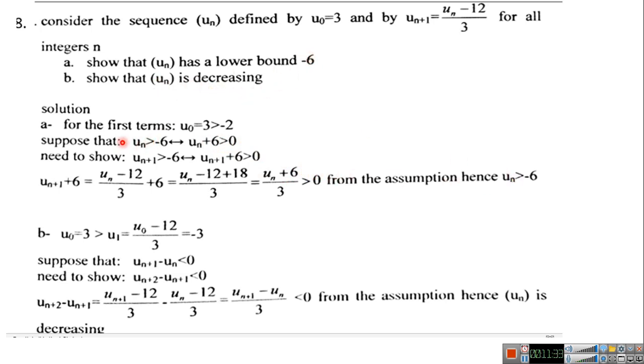Decreasing. You can see that u0 was 3. u1 is minus 3. As you can see, it means it's decreasing. I say, suppose un plus 1 minus un less than 0. I need to show it for un plus 2 minus un plus 1. So I start from the first part of the conclusion. I use the given as I did up. So here un plus 1 minus 12 minus un plus 12. 12 and 12 cancel out. I know from supposition this is less than 0, so it means it's decreasing.